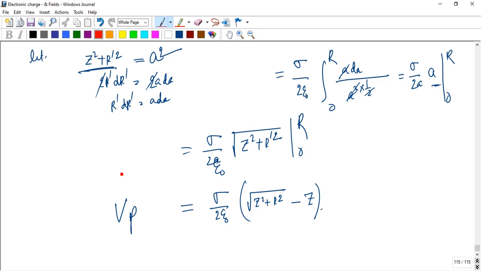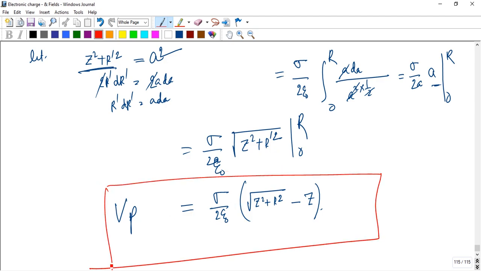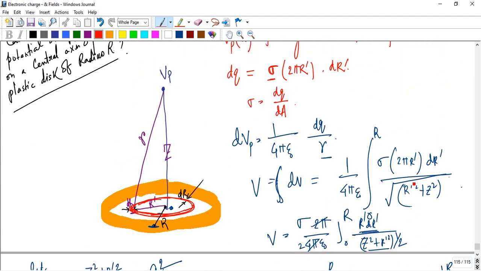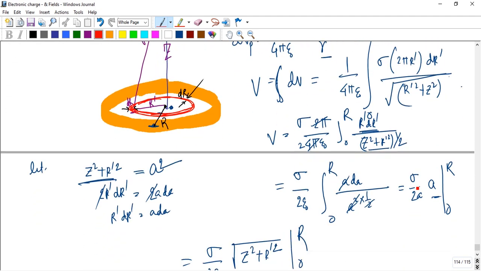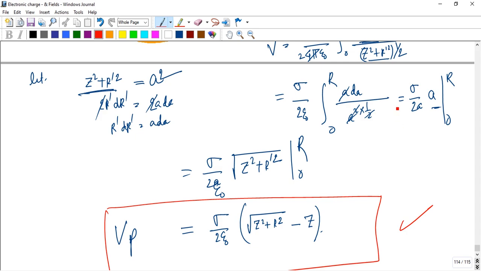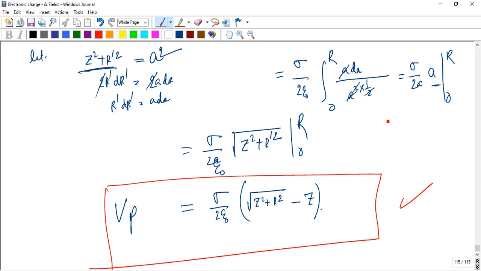Okay, that is the final value of that equation, the V_P, the potential at point P on the charged disk. Easy calculation, that's not tough. The integration is also very easy. Clear?